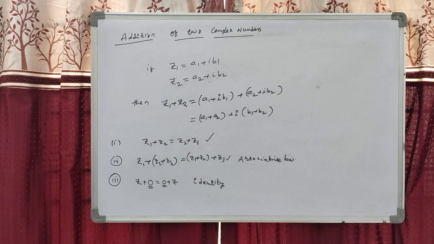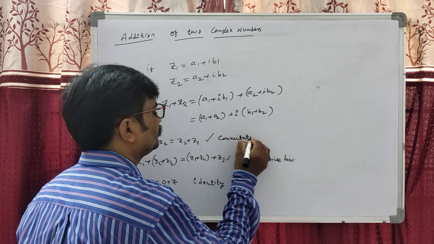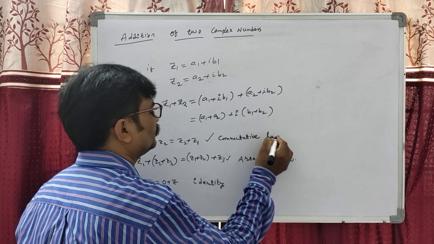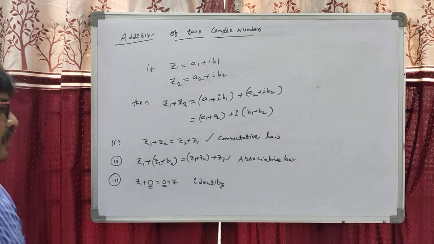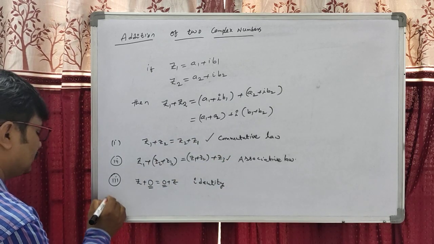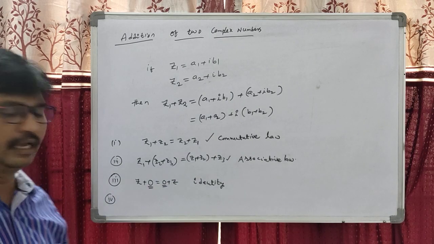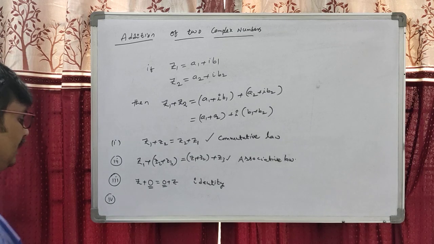The first one is the commutative law. Under addition, commutative, associative and identity are satisfied. So the fourth one is additive inverse. This is the additive identity, this is the additive commutative, this is the additive associative. Now, additive inverse.